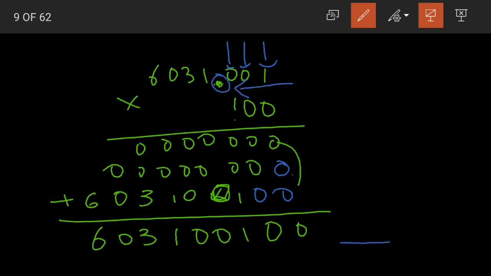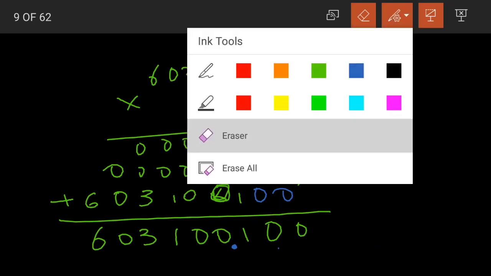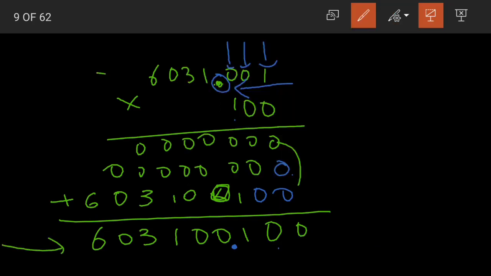So for the product, we need to place a decimal point after 3 digits from the right. Understood? After counting 3 digits, 1, 2, 3, from the right, we have to place our decimal point. Let me erase this here. So now this becomes our product of the given decimal number and the whole number. What is the product here, children?